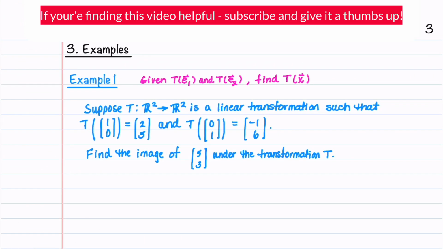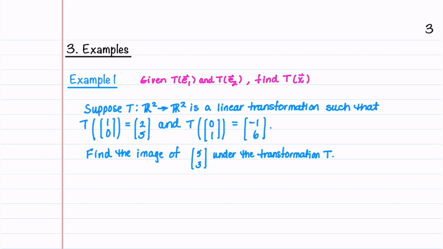We're now going to walk through 3 example problems where we'll find the standard matrix for a linear transformation and use it to find transformations of given vectors. In our first example, we're given T of e1 and T of e2, and we're asked to find the transformation of a given vector x.